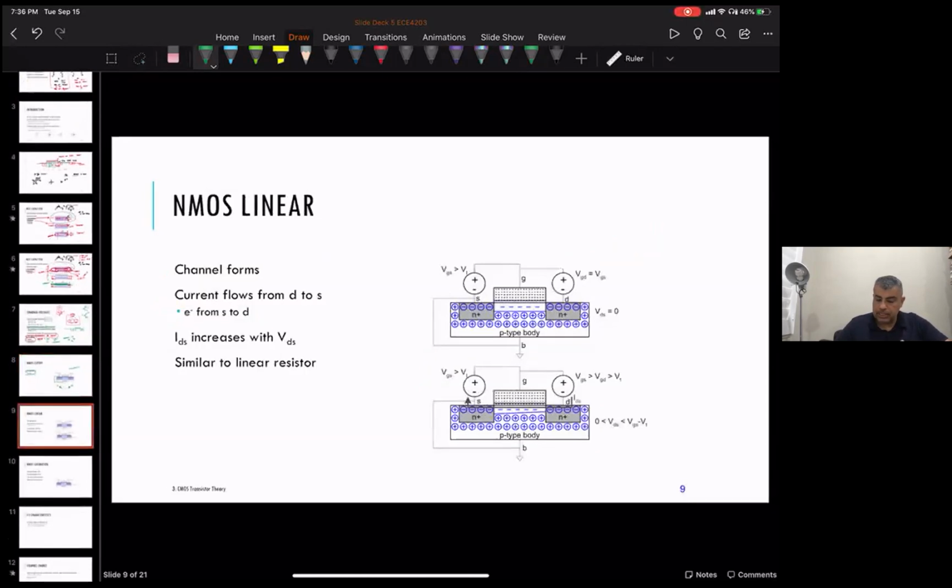Okay, so the next step is linear mode, when we've already inverted the channel. So it's already in inversion mode, or the channel is inverted.